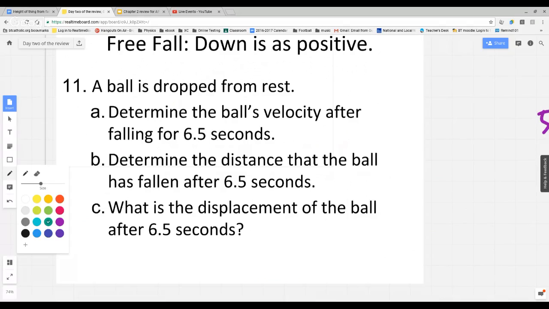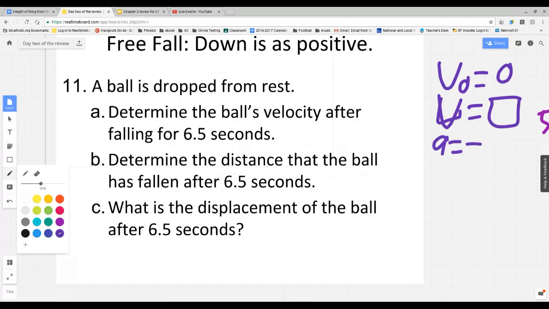Wait, which one's the initial velocity? I get that it's 0. And then the falling velocity. Alrighty. V naught equals 0. V, I'll just turn it into a V. V equals question mark. A equals -10.